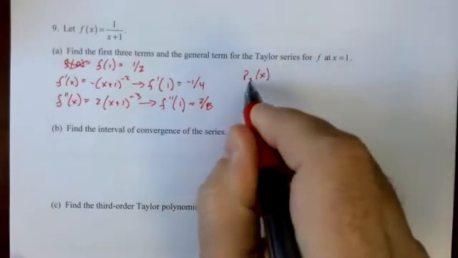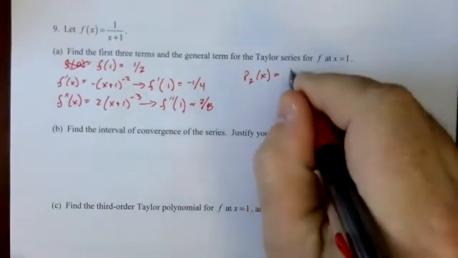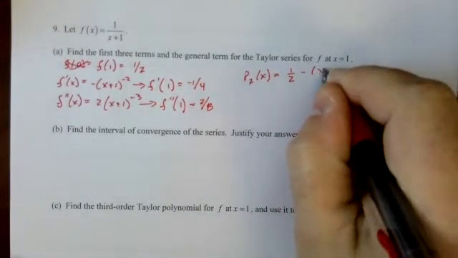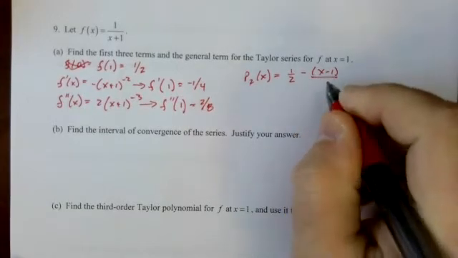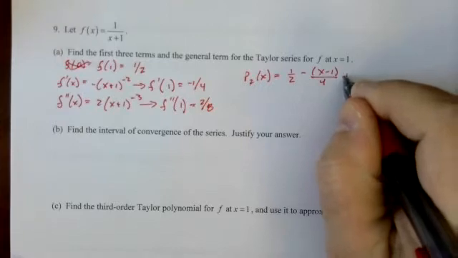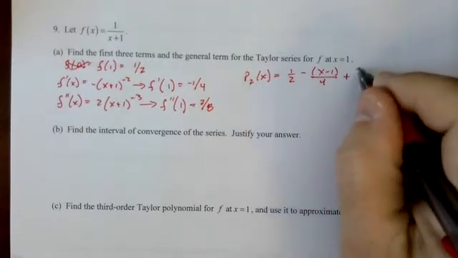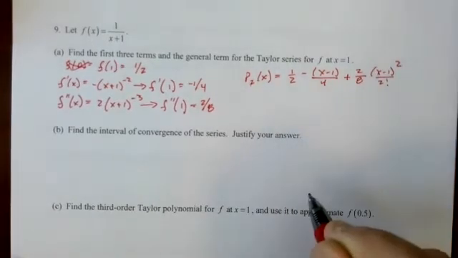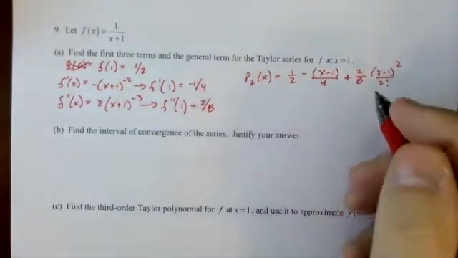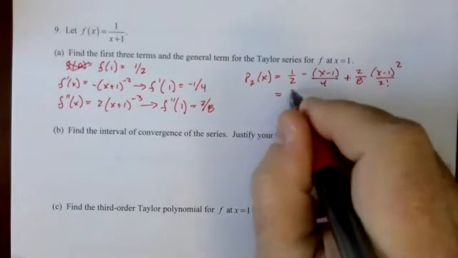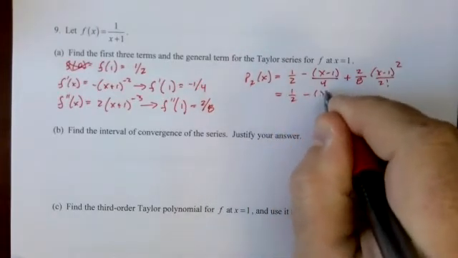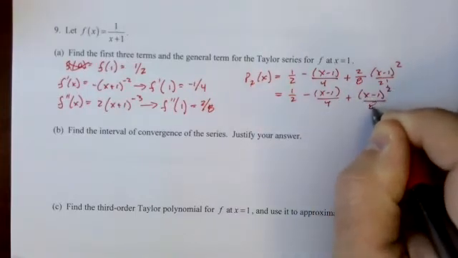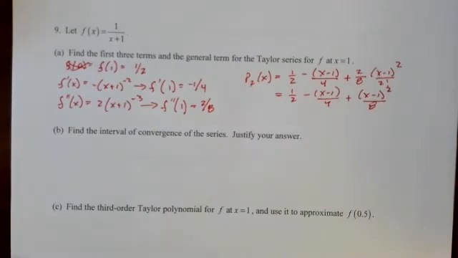P2 of x, second order, is 1/2 minus (x minus 1) over 4 plus 2/8 (x minus 1) squared over 2 factorial. Cancel, cancel, but I'm just going to leave it. I'll write it for the students, but if this was a test, done. I don't actually know if I could leave it like that. Over 8, and then it says the general term.